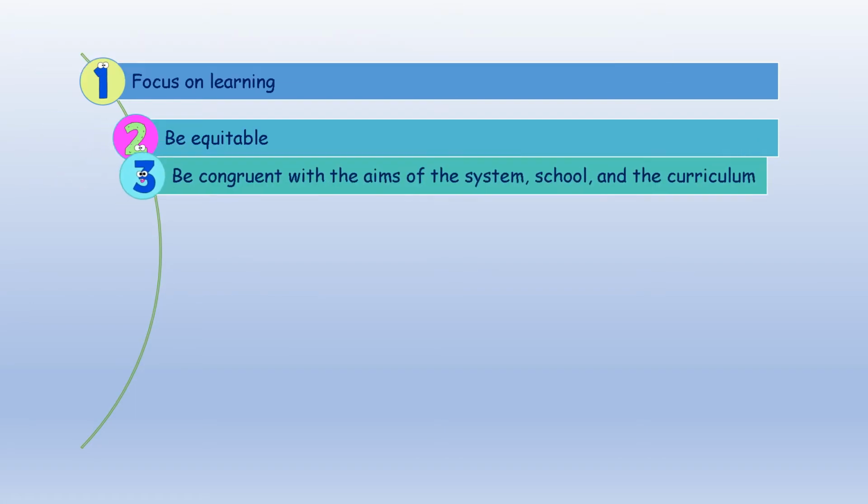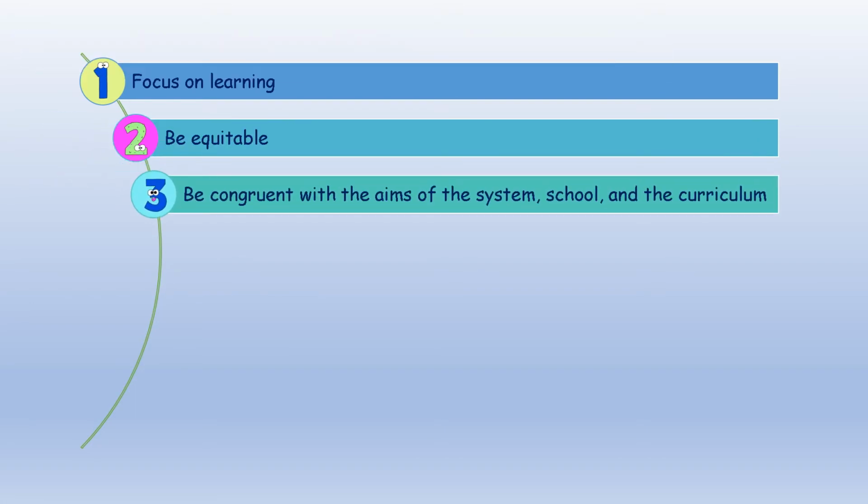Number three, assessment should be congruent with the aims of the system, school, and the curriculum. For years, we have been talking about critical thinking, problem solving, higher order thinking in education, yet we continue to give teacher-made and published achievement tests that focus on literal level knowledge. Is that congruent? Once goals, curriculum, and instructions are in line, assessment strategies must be determined that reflect and support them.